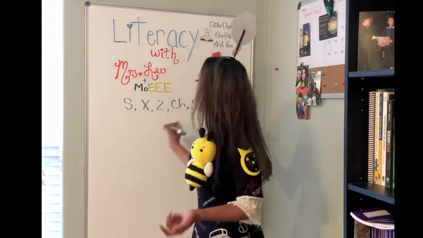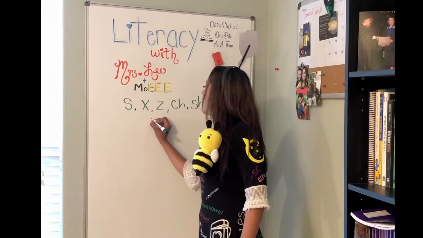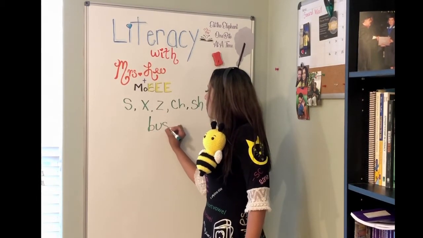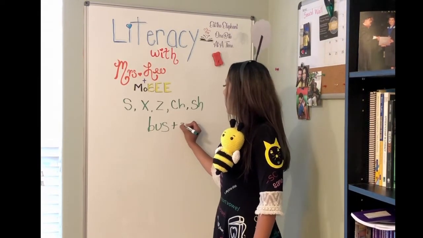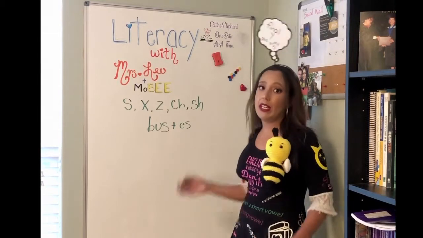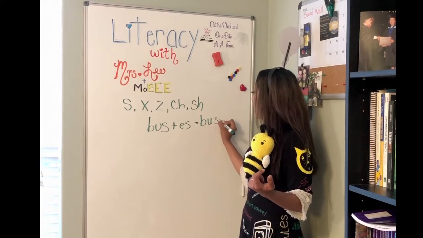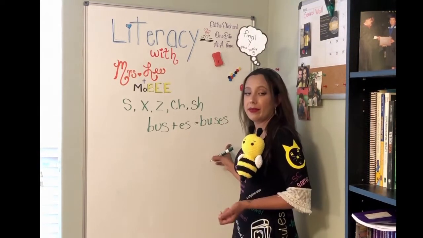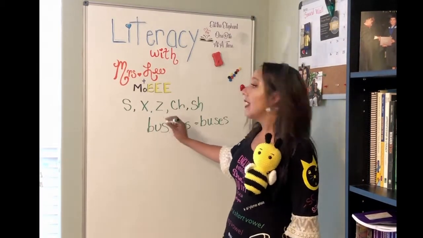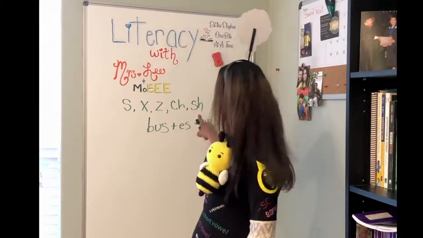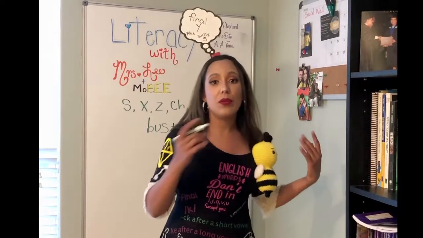For example, let's use the word bus. Bus, like the yellow bus. I will just add ES to make it plural, meaning I have more than one, and it becomes buses. So in words that end with an S, X, Z, CH, and SH, all you have to do is add an ES to make it plural.